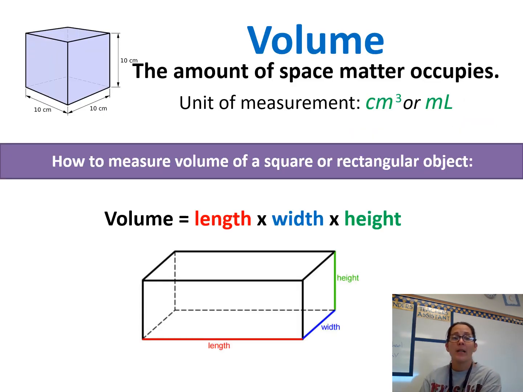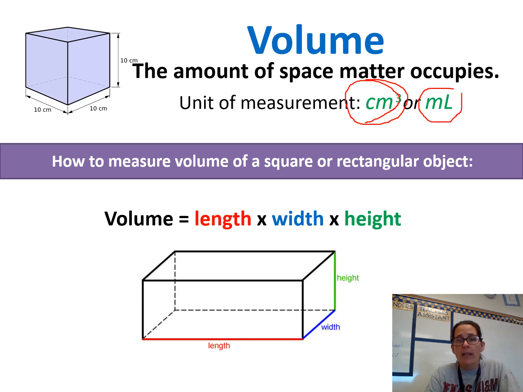Okay, here's where the fun begins. This is what we're going to be working on today. We need to find the volume of things before we can find the density of them. And we're going to be working with cubes today. So the volume is the amount of space matter occupies. There's two different units possible for these things. The unit of measurement could be either a centimeter cubed or a milliliter. And if you think back to our vocabulary, that centimeter cubed is going to be of a solid.